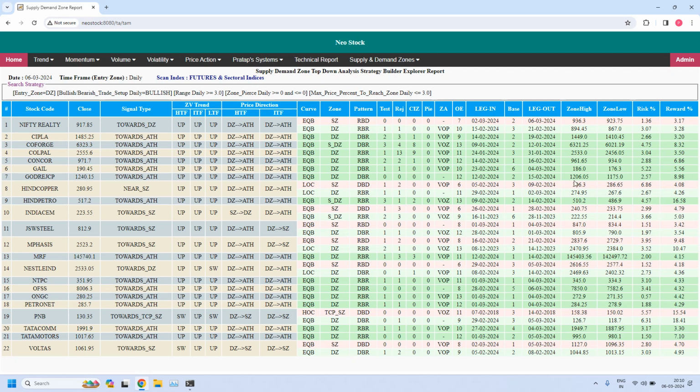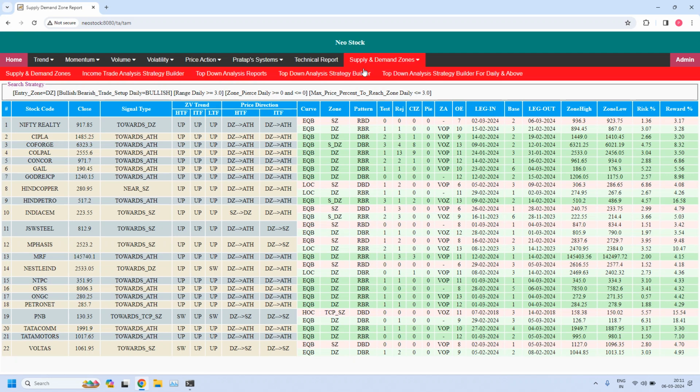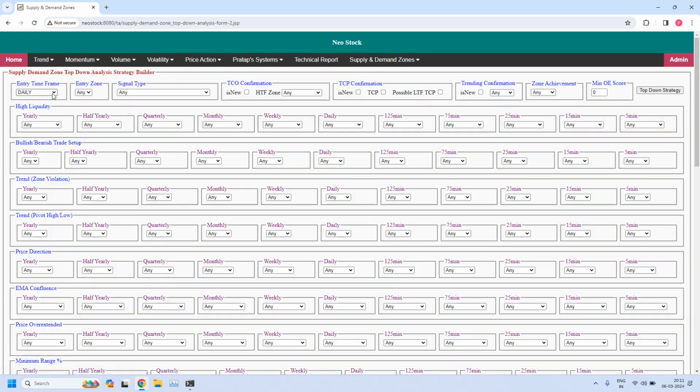Okay, this is about bullish trade setup. Now let me go back and generate bearish trade setup. So entry time frame is daily, and bearish trade setup for monthly income trade, it should be supply zone. In bullish or bearish trade setup and daily time frame, I am selecting bearish, and the stocks will be very little, I mean, small in size.